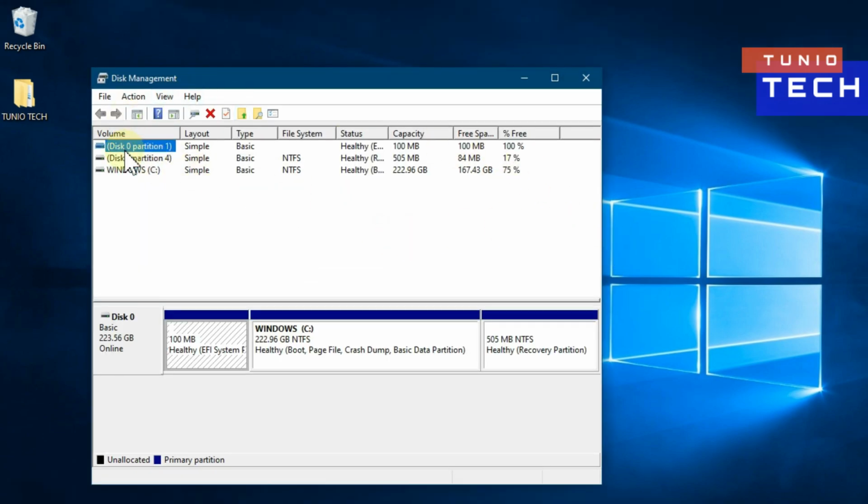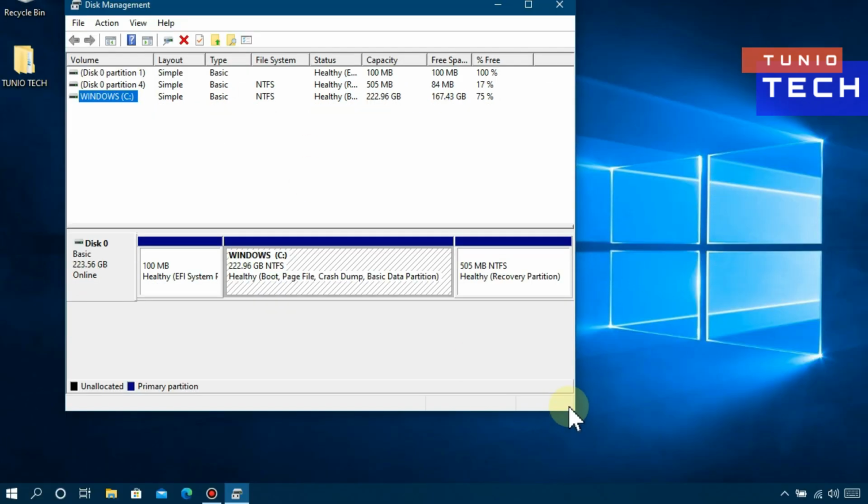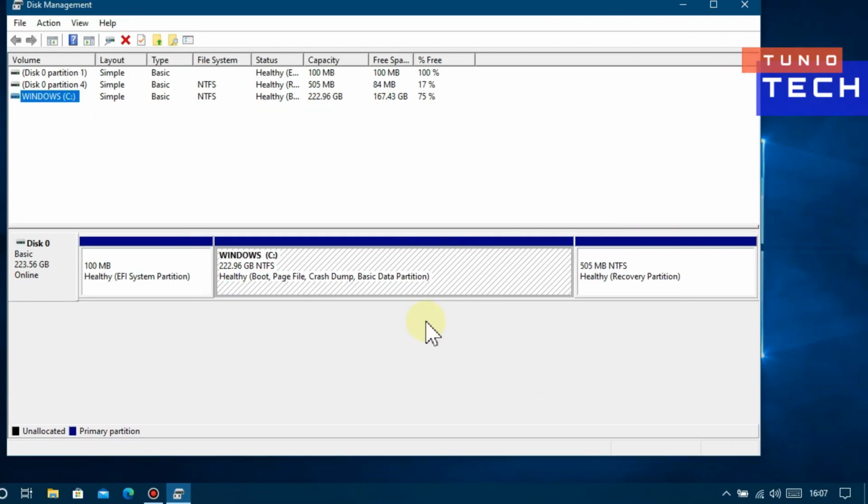Here you can see disk 0 partition 1 is for the EFI system and disk 0 partition 4 is for the recovery partition. So C is the only disk partition we have. Here we have the C drive with 220 GB.